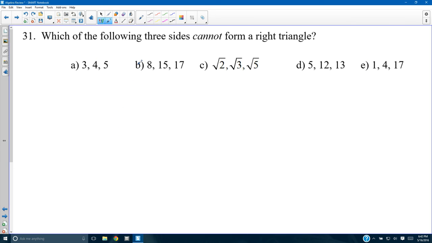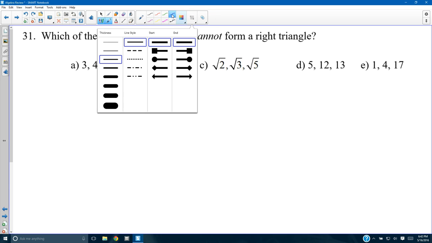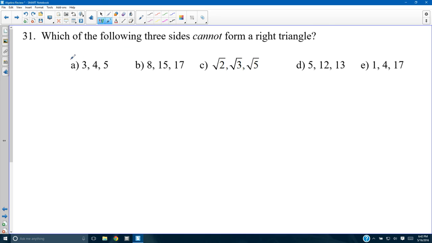I have 3 more problems for you. Which of the following 3 sides cannot form a right triangle? Okay, you might have already known from previous experience what a 3, 4, 5 triangle is, which means that can, which means this is not the answer. A 5, 12, 13 also can, so this is not the right answer either. 8, 15, 17 also can, that's not the right answer. These are Pythagorean triples, special ones that we've done before. The other one was 7, 24, 25. It looks like it's not on here. We're going to have to check some of the other ones.